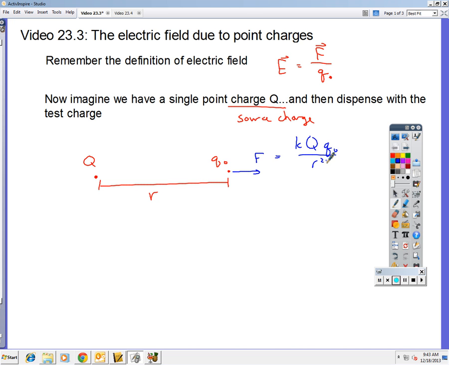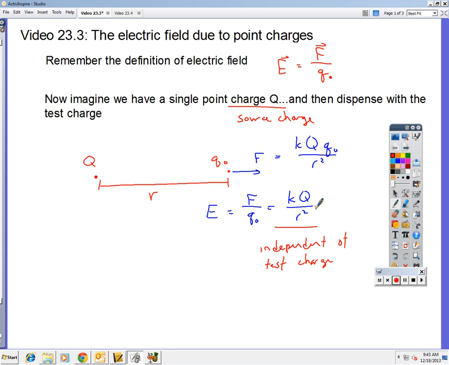If we calculate the electric field at that point, then it will be F over Q naught, which is equal to K times big Q over r squared. And we notice that that expression is independent of the test charge. And that means there would be an electric field at that point in space with this value, even if there's no test charge at all. And we're going to use that to calculate the electric field.